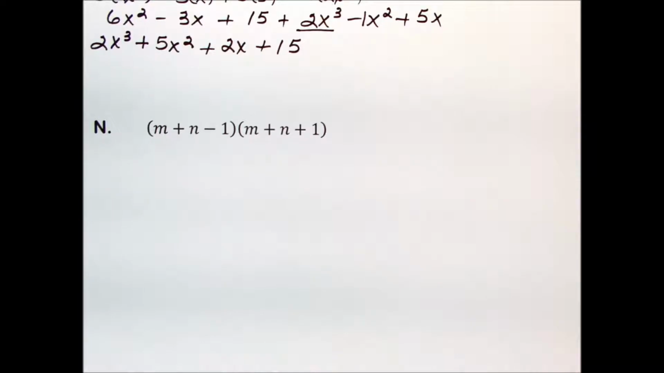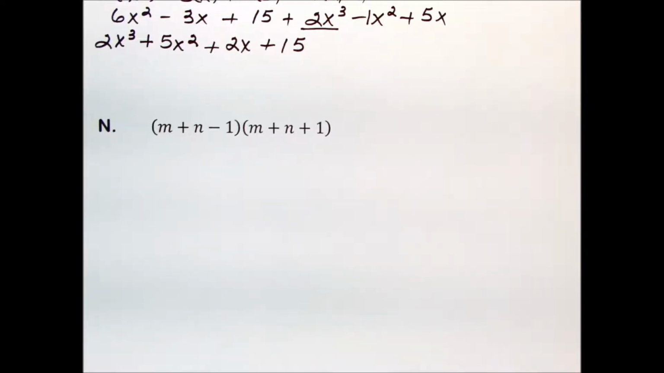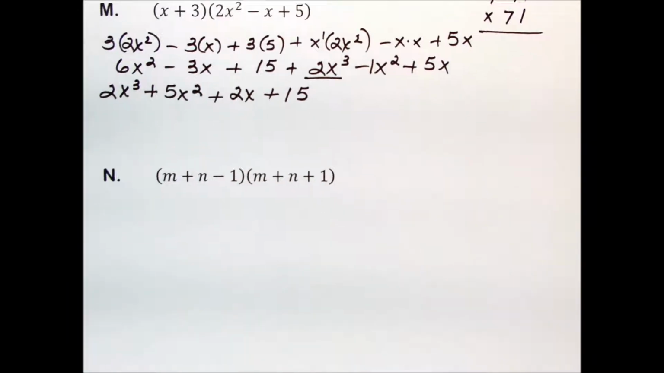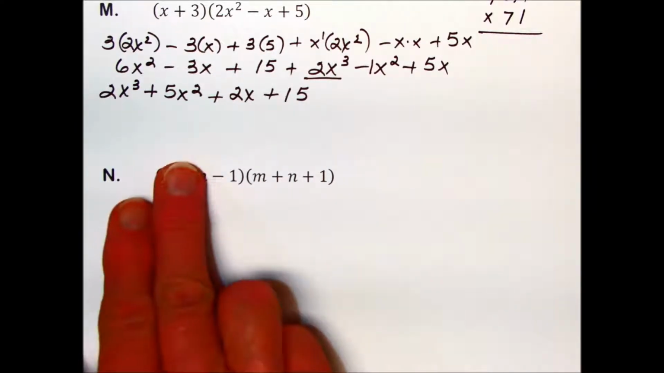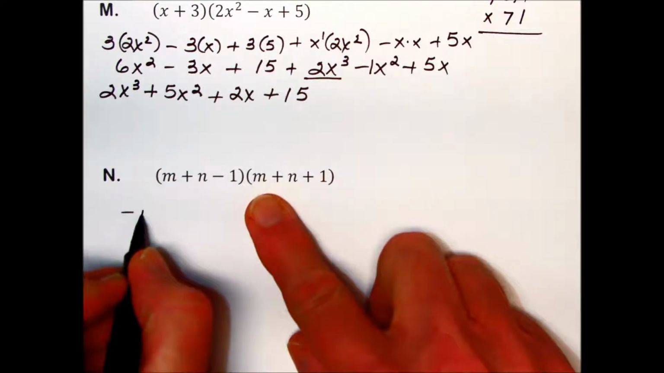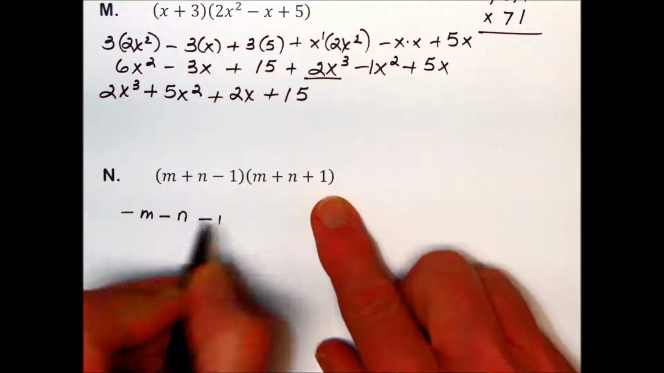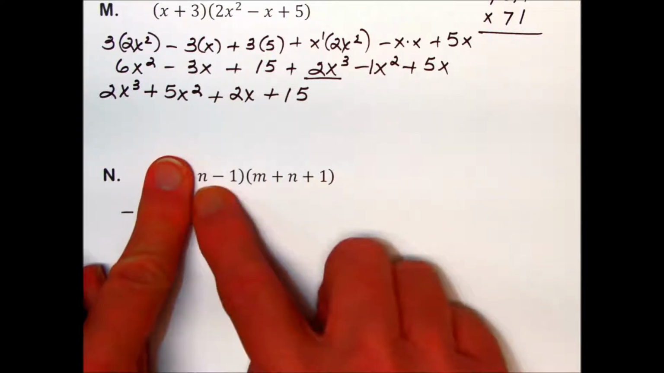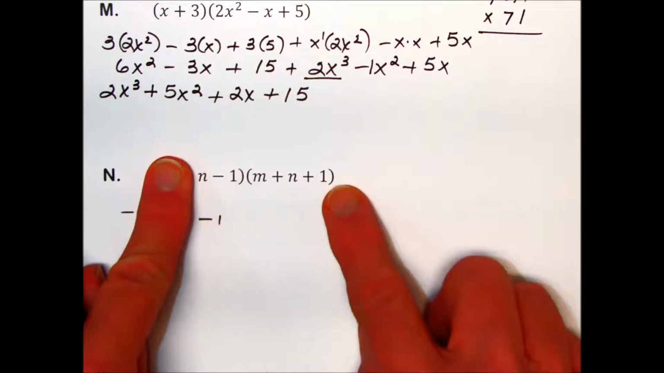Here we have a trinomial times a trinomial. It's your choice whether you want to do the distributive method here or whether you set this up vertical. It's entirely up to you which method you want. I'll call this the horizontal or the distributive method. I'm going to start with taking negative 1 times each one of these terms. So I'll have a negative m, a negative n, a negative 1 when each one of those is multiplied by negative 1.